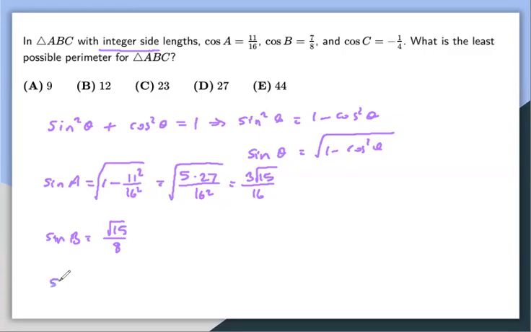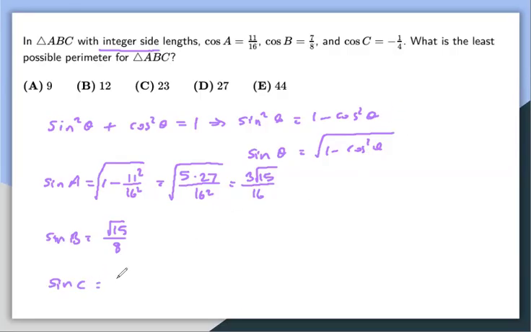And the last one is the sine of C. But in this case, the cosine value is negative, which means the angle C has to be larger than 90 degrees, because the sum is 180, so it can't be larger than 180. It's going to be either less than 90 or larger. It might be equal to 90, but it's not. So that means C has to be the obtuse angle. But the sine value of something in the second quadrant is positive.